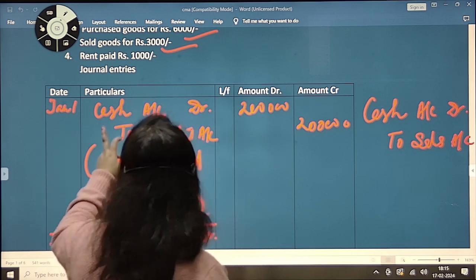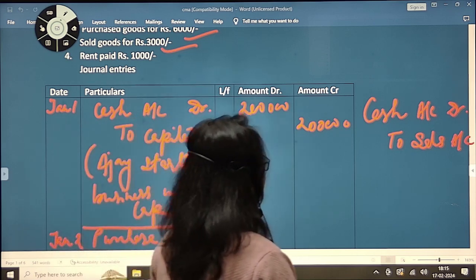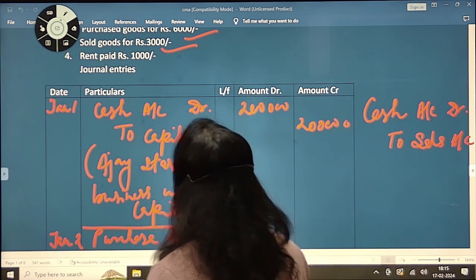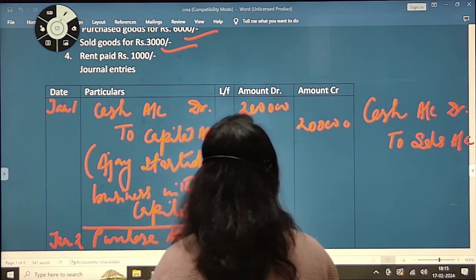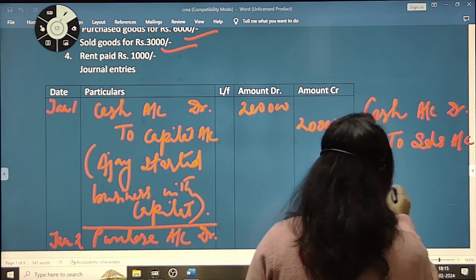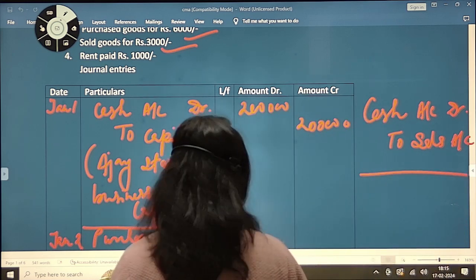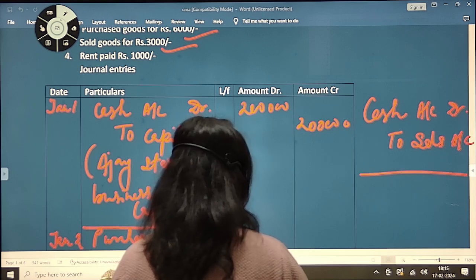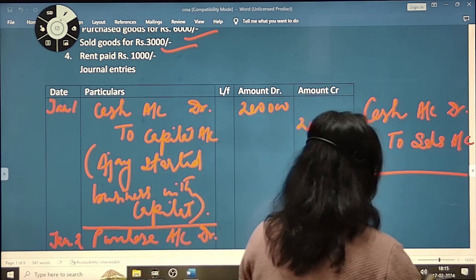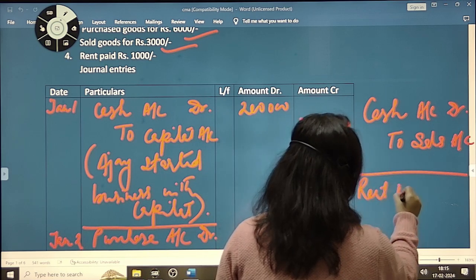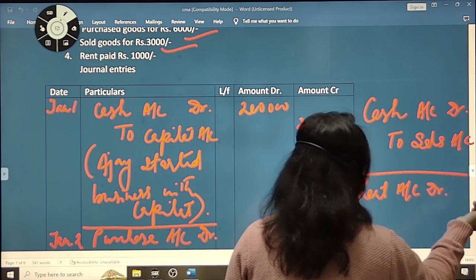Now the fourth journal entry, rent paid. You can write down here in the same format: rent paid rupees 1,000. Whenever you are paying rent, it is an expense, and money is going out. So what will be the journal entry? Rent account debit. Rent is an expense, so that way also.